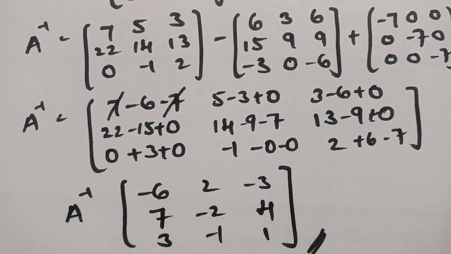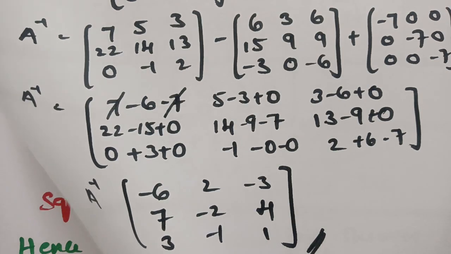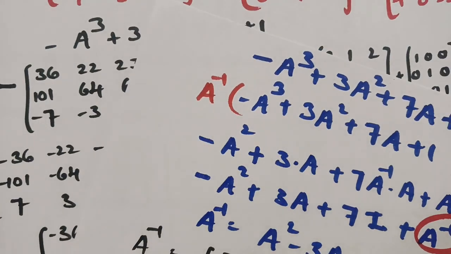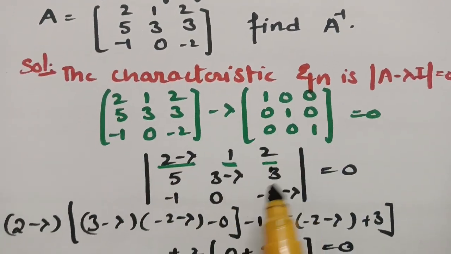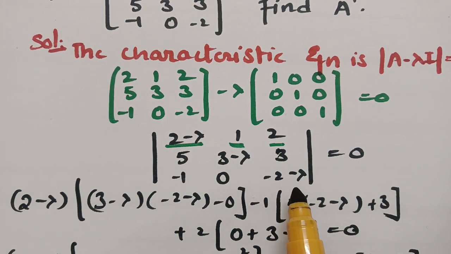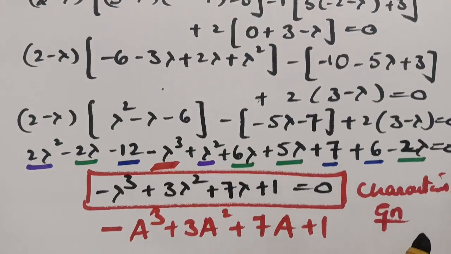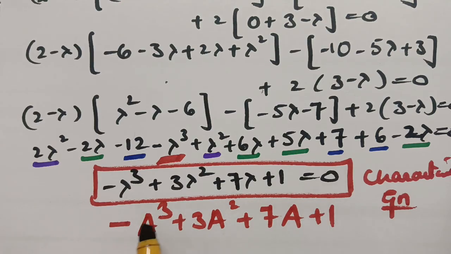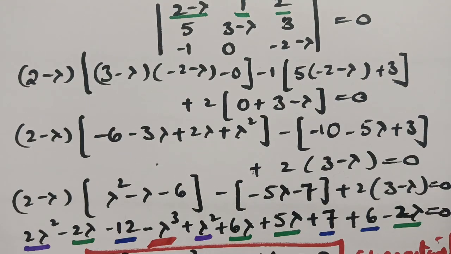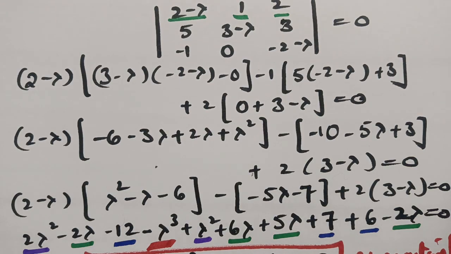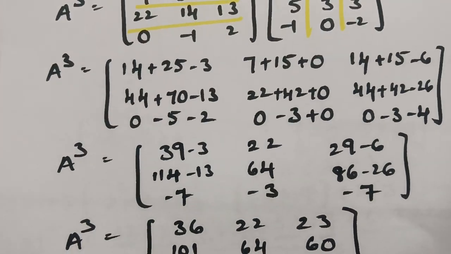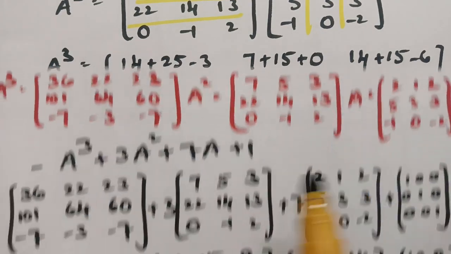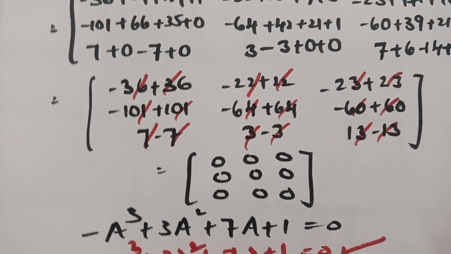So this is how we have to find A inverse after the Cayley-Hamilton theorem verification. It is a very simple and short question. First of all, we have to verify. We find the characteristic equation from the diagonal elements. If I subtract lambda, after calculating, I got the characteristic equation. Then we substitute the square matrix, and after calculating A cube and A square, where A cube is nothing but A square into A, and substituting A cube, A square and A in the characteristic equation, it is satisfied.